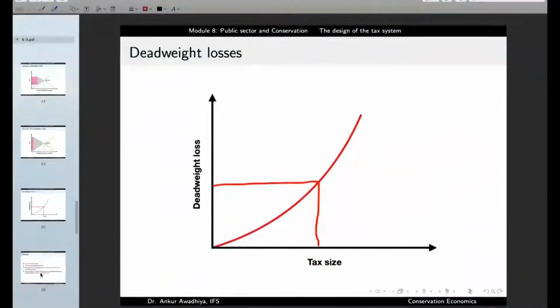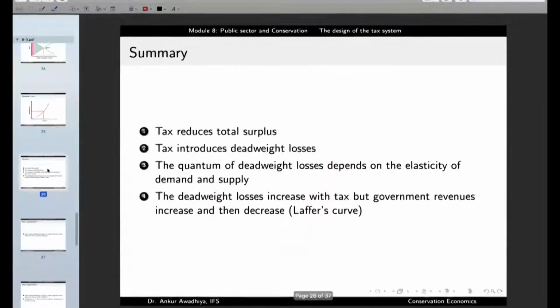But then this again is not the only consideration. So we have seen that the taxes reduce the total surplus, introduce deadweight losses, and the quantum of the deadweight losses depends on the elasticity of demand and supply. So essentially, if we have a very elastic demand and supply, then in that case, the deadweight losses will be even greater. And the deadweight losses increase with the tax, but government revenues increase and then decrease, as in the case of the Laffer curve.